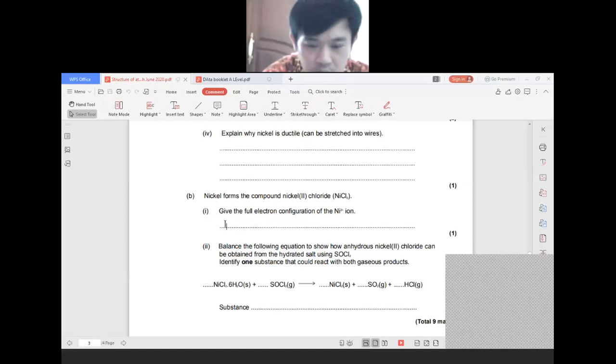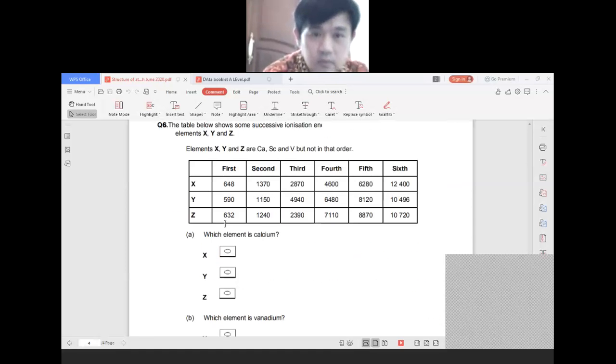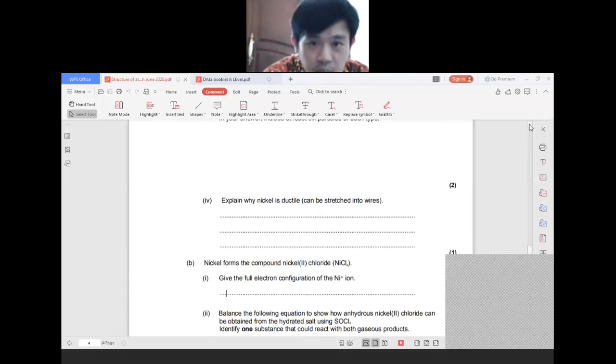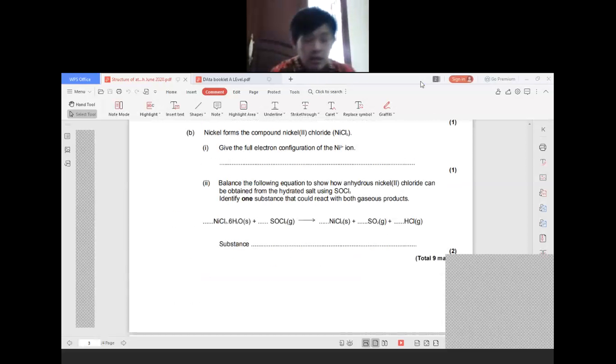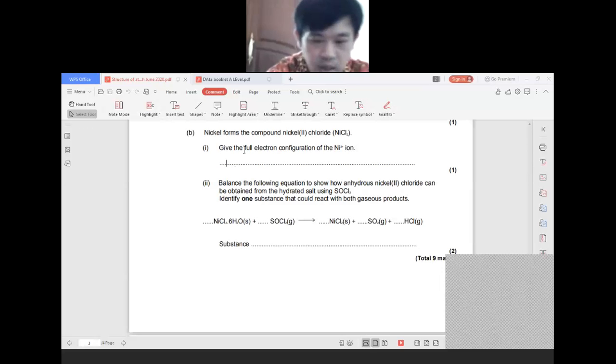Nickel as an ion. Oh, wait, where is the question? Okay, nickel as an ion. The electronic configuration, the 4s, which is the outermost. So let me write nickel: 1s2, 2s2, 2p6, 3s2, 3p6, 4s2, and then 3d8.